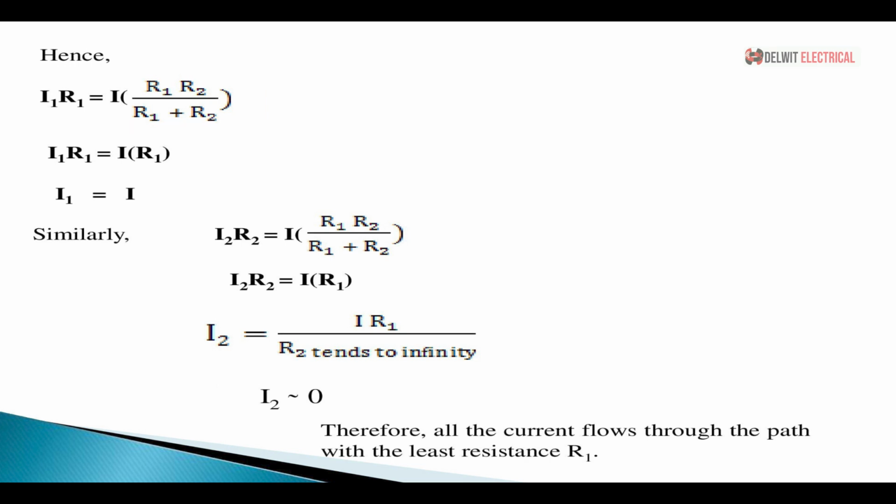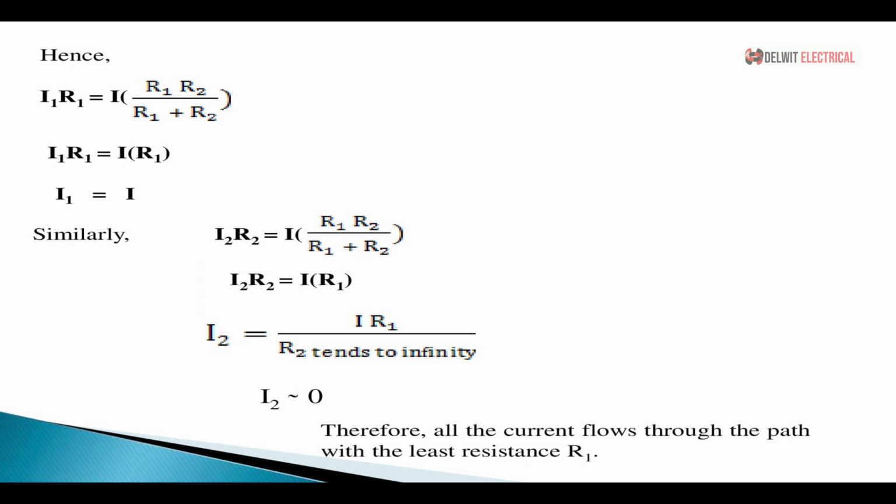Since we have taken this to infinity, we will now have I1 R1 is equal to I R1. If we divide R1 by R1, we have I1 is equal to I. So the entire current of I1 is the same as I. Now for I2, from equation 4, I2 R2 is equal to I in bracket R1 R2 over R1 plus R2. I2 R2 is equal to I in bracket R1.